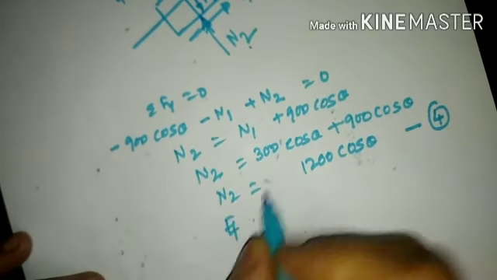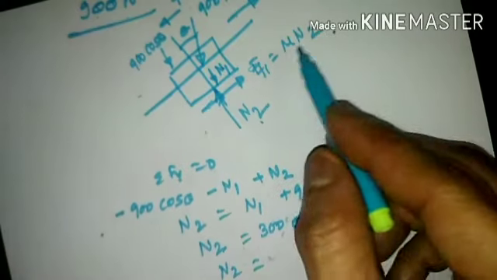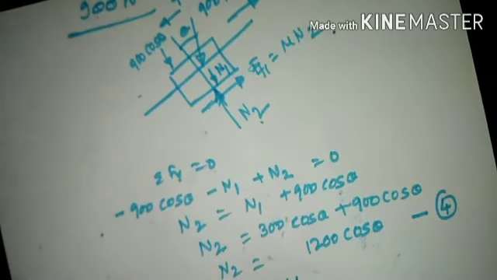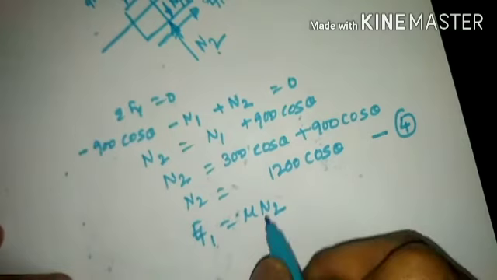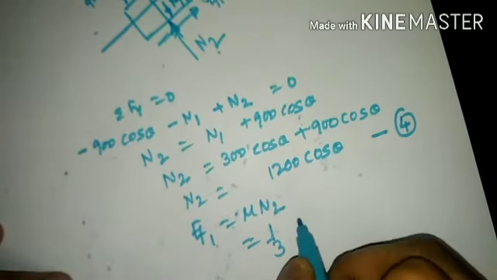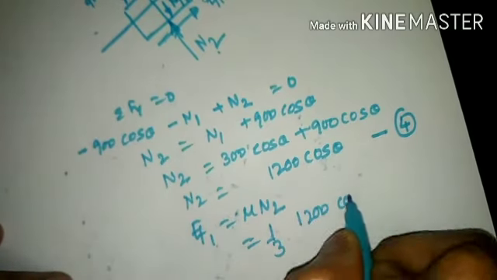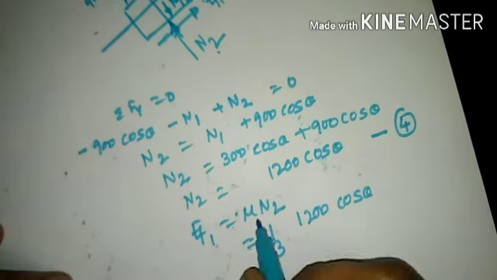So F of F1 is mu times of N2, which will be equals to 1 by 3 times 1200 cos of theta, because mu value is 1 by 3.